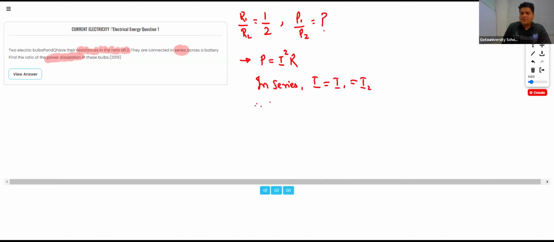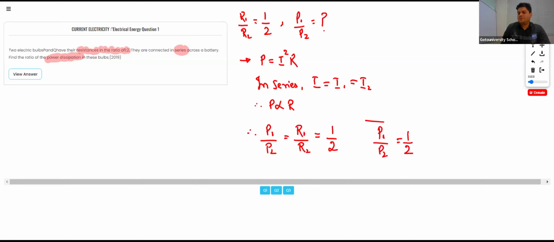That means your P will be directly proportional to R. That means your P1 over P2 will be equal to R1 over R2. So this will be equal to, what is R1 over R2? 1 upon 2. So your ratio of the power will be equal to 1 upon 2. Okay, this will be our answer.